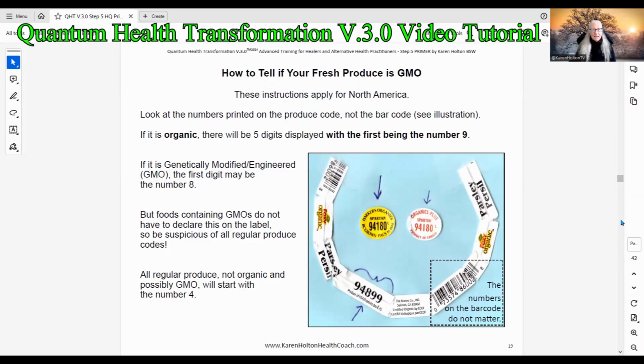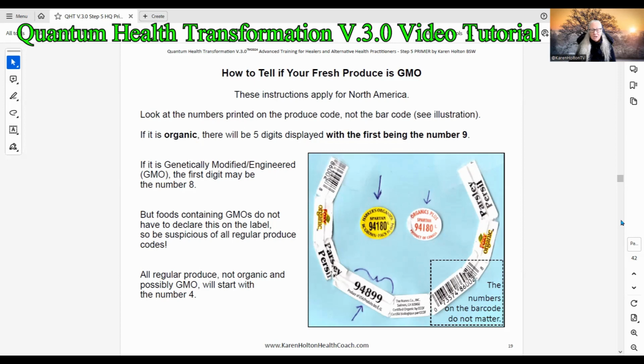Next, how to tell if your fresh produce is GMO. These instructions apply for North America, so I don't know about other countries. You'll have to do some research. But if you're in North America, look at the numbers printed on the produce code, and this is not the barcode. See the illustration. On this illustration here, I show the barcode, and the barcode doesn't matter. That doesn't have anything to do with how to tell whether your produce is GMO, organic, or standard.